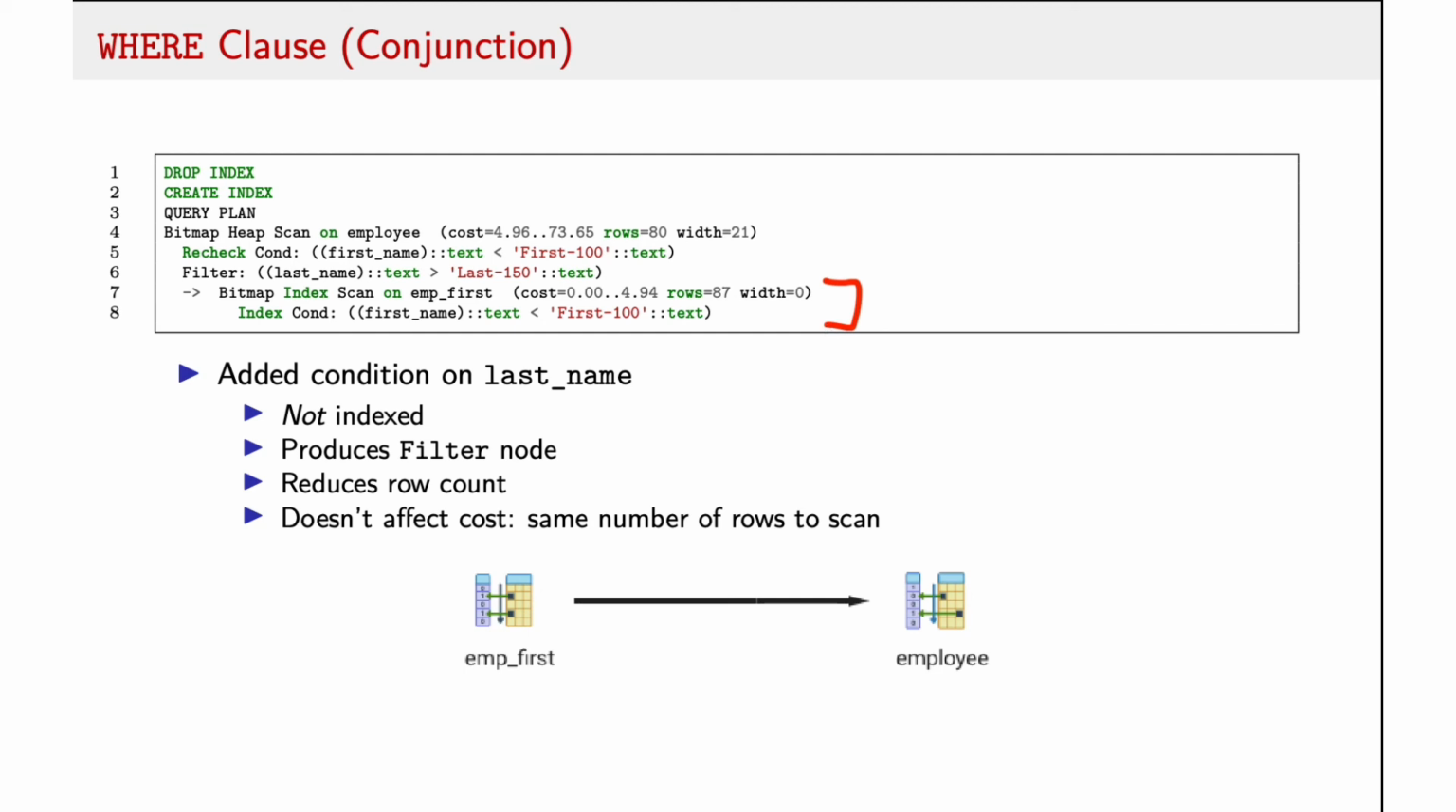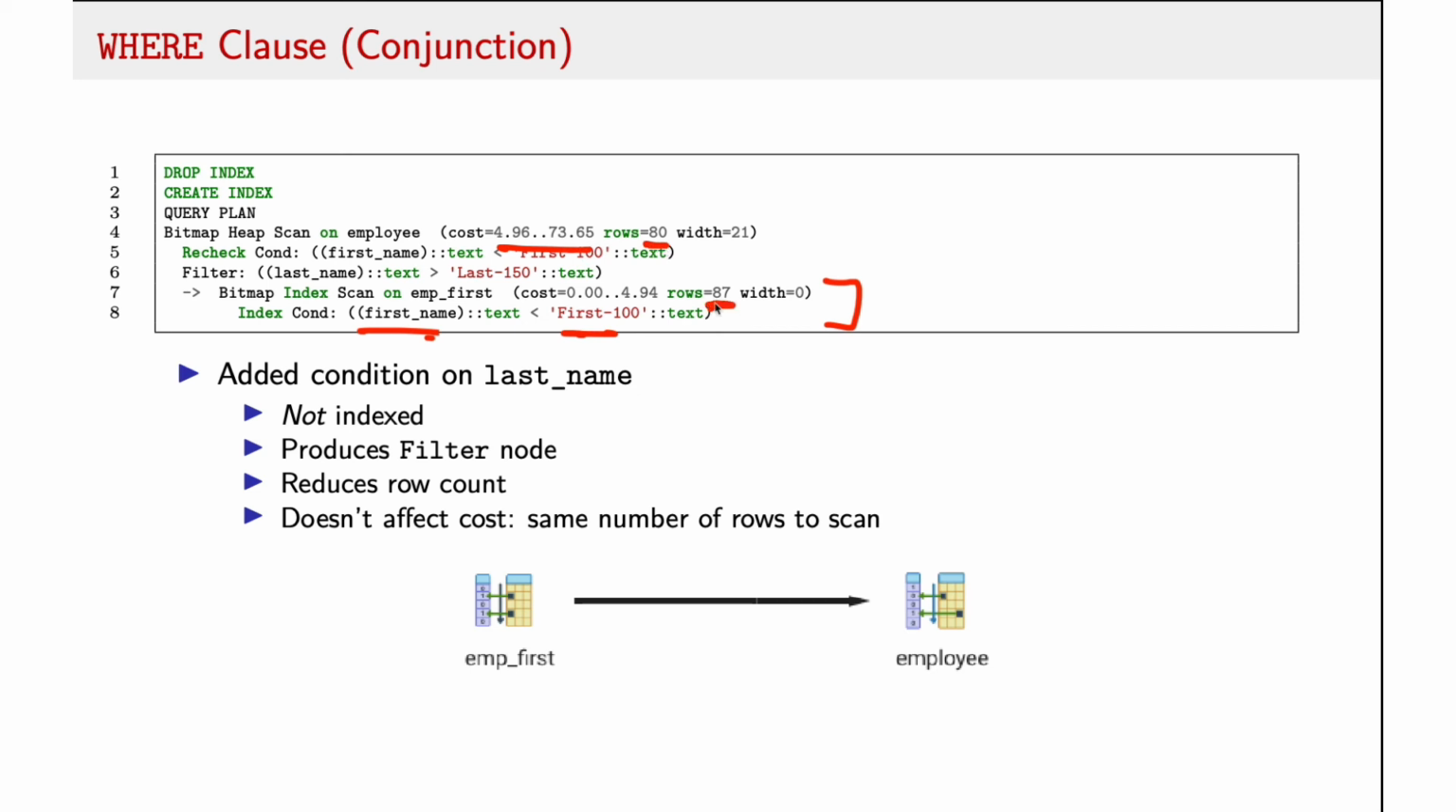It's got a cost of 0 to 4.94, bringing back 87 rows that correspond to those rows in the table where the first name is less than this first 100 string. Now, we're going to hand those rows off to the upper level in the query plan, which is going to do, again, a bitmap heap scan on employee. And it's got fairly similar cost estimates, slightly smaller number of rows than we had before.